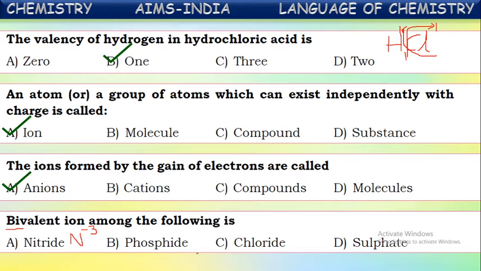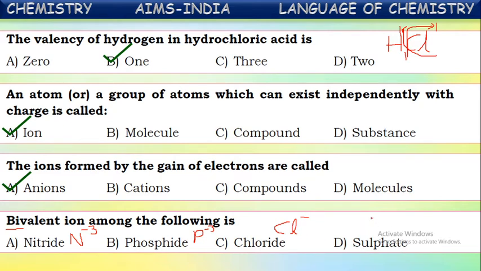Next, phosphide ion. Phosphide ion symbol is P minus 3. So phosphide ion also has valency 3. It is also a trivalent ion, not bivalent. If the valency is 3, then it is called trivalent. Now chlorine ion, the symbol is Cl minus, which means it is formed by gaining of one electron. So its valency is 1, and it is called a monovalent ion.